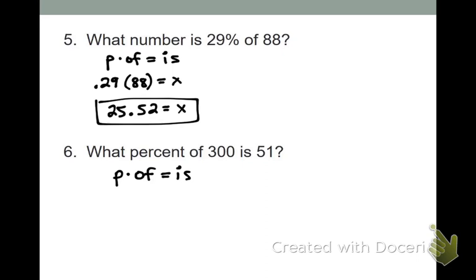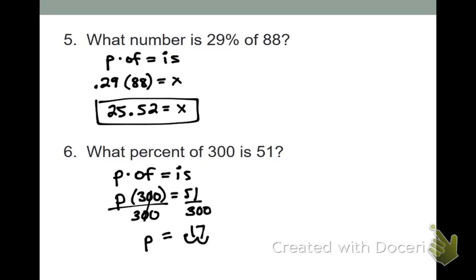Do I know what my percent is? No, so I'm going to keep it as P. Do I know my of? 300. Do I know my is? 51. I want to get P by itself, so I divide by 300 on both sides. When I do that, what do I get? 0.17, but don't keep it as that. You want to move it over 2 times, and your answer is what, guys? 17%. Good job. Any questions on how to do this kind of a problem?